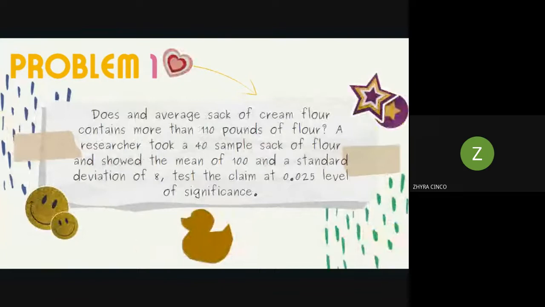So we have here the first problem. Does an average sack of cream flour contain more than 110 pounds of flour? A researcher took a 40 sample sack of flour and showed a mean of 100 and a standard deviation of 8. Test the claim at the 0.025 level of significance.